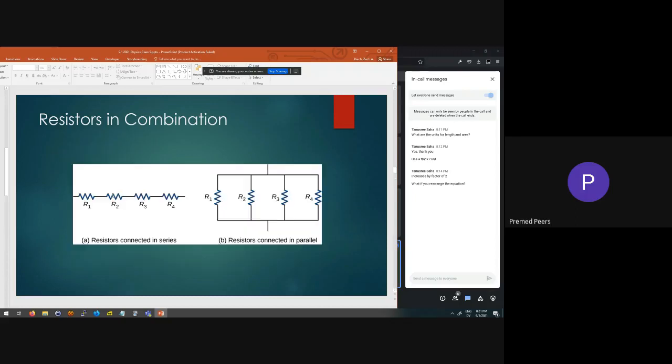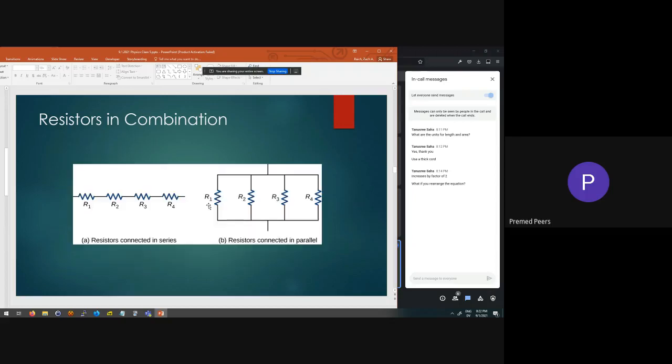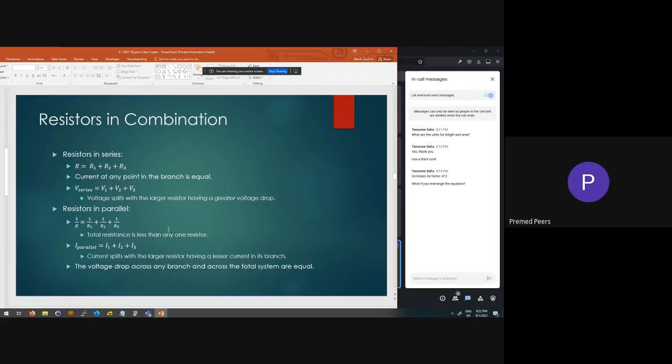For voltage, in series, the voltage adds up. You have to add the voltages to get the total voltage drop. For parallel, the voltage is actually the same across each of these: R1, R2, R3, R4. And as a consequence, remember V equals IR, so we can do I1 R1 equals I2 R2 equals I3 R3 equals I4 R4. And that's also a consequence of conservation of energy, because any path you take on the circuit, you have to have the same voltage drop. And you'll see more of that when we go into the circuit laws next time.